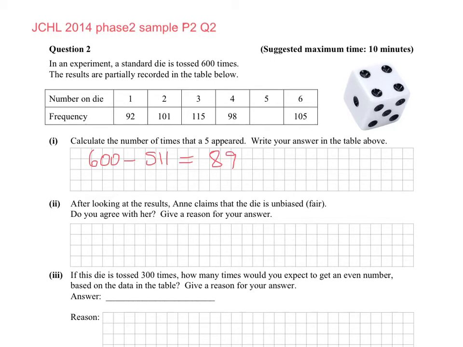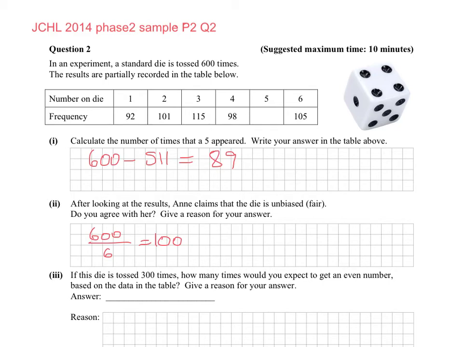In part 2 you're asked whether the dice is unfair or not. Now for it to be unfair you need to have significantly different values from what you should get. Now since there are 600 rolls of the dice and there's 6 sides, each number should technically, in the perfect world, be appearing 100 times. Now I would argue that these numbers 92, 98 and 89, which is below 100, and 101, 115, 105 above 100 are not excessively different from that expected value of 100. So therefore I'd say it is not biased.